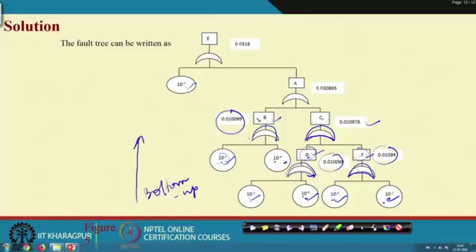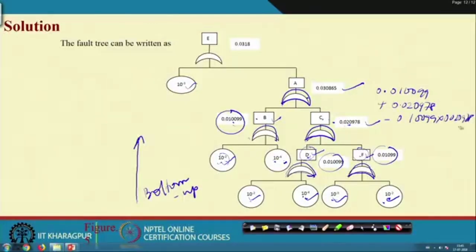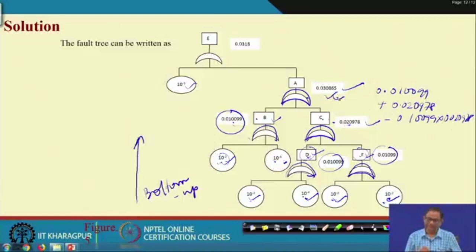Now probability of B is known, probability of C is known. So, probability of A will be known, because again this is an AND gate. So, this plus this minus this into this gives you this. What is the probability of A? For example, 0.10099 plus 0.020978 minus 0.10099 into 0.020978. This is nothing but this value.